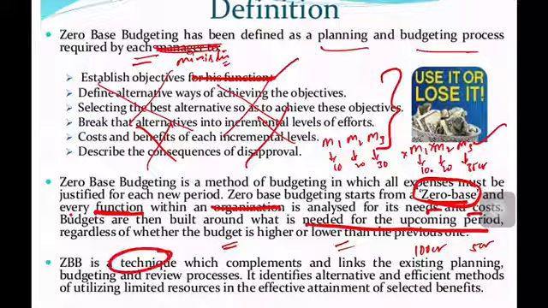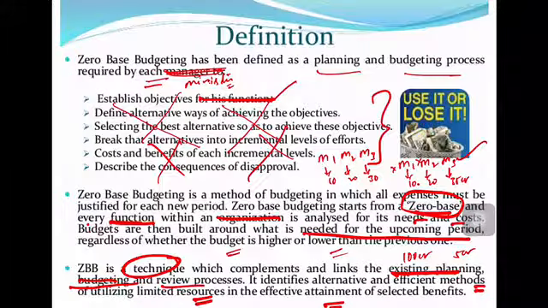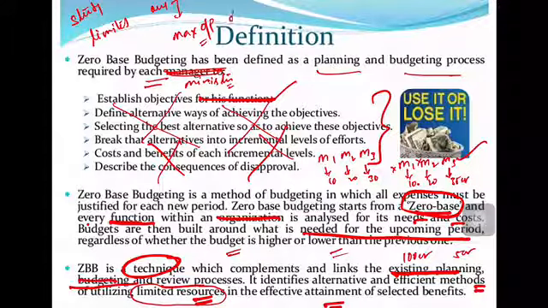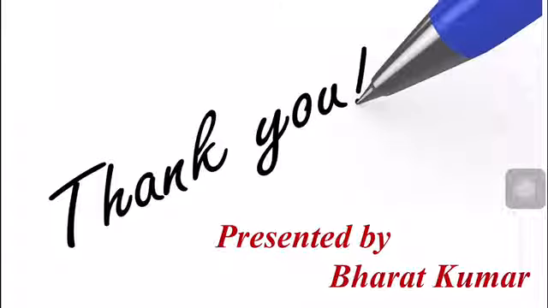It is a technique which complements the existing planning, budgeting and review process. It defines alternative and efficient methods of utilizing limited resources for effective attainment. So this is what UPSC wants from all you guys. In this country we have limited resources, but we need maximum outcomes. Same thing, you study in a limited manner, but when it comes to writing answers, I need maximum output of quality answers. So examination and government are not different. That is about zero based budgeting.